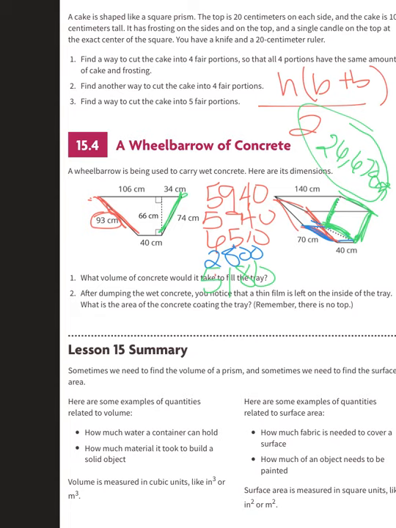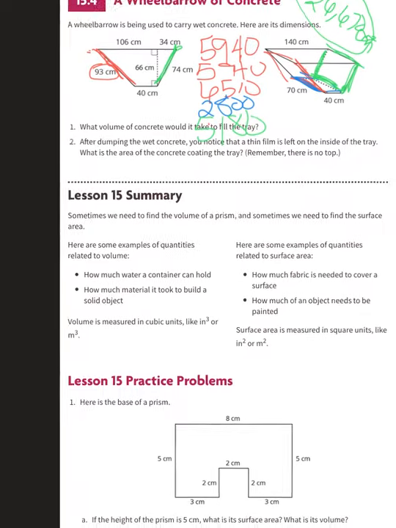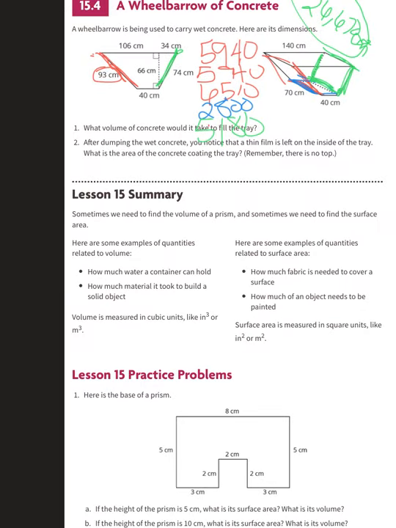It says, sometimes we need to find the volume of the prism, and sometimes we need to find the surface area. Here are some examples of quantities related to volume. How much a water container can hold. How much material it took to build a solid object. Volume is measured in cubic units, like inches cubed or meters cubed. Here are some examples of quantities related to surface area. How much fabric is needed to cover a surface. How much of an object needs to be painted. Surface area is measured in square units, like inches squared or meters squared. Volume, we're filling something up. Surface area, we're covering something up.